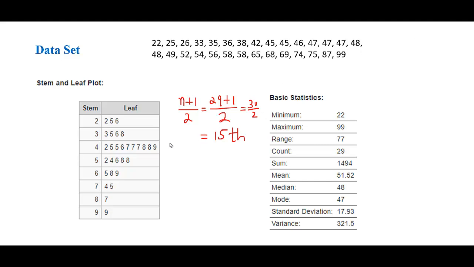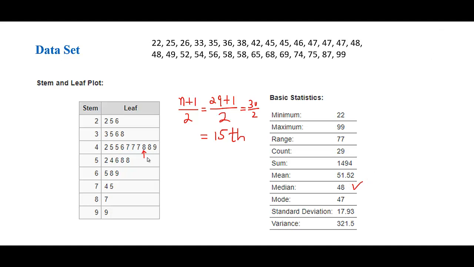Let's check where the 15th position is. 1, 2, 3, 4, 5, 6, 7, 8, 9, 10, 11, 12, 13, 14, 15. So the median will be over here. This is the 15th position and this is the median. Can you read what number it is? The tens place is 4 and the unit place is 8. It is 48. The median is 48.